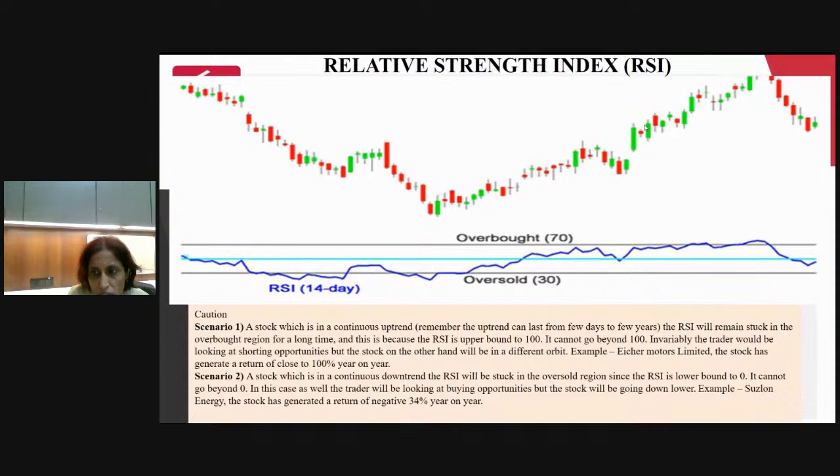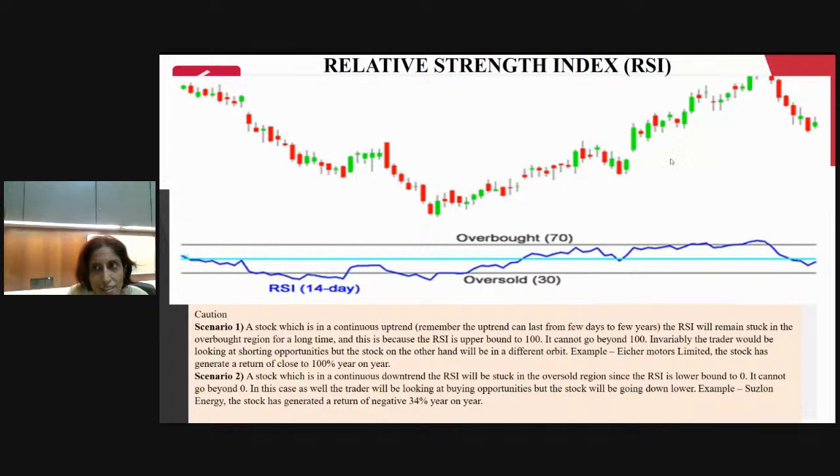So invariably a trader would be looking at shorting opportunities the moment it is in the overbought region, over and above 70, or let's say over and above 80, if you are taking that 80-20 kind of a line, or 70-30 kind of a line. The stock will remain overbought for a very long period. And if it is overbought for a very long period, you might be tempted to sell as well.